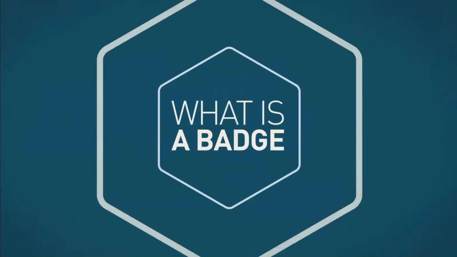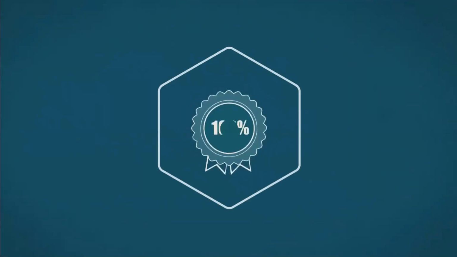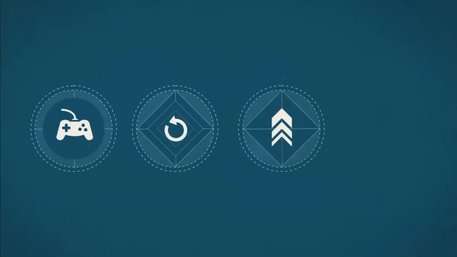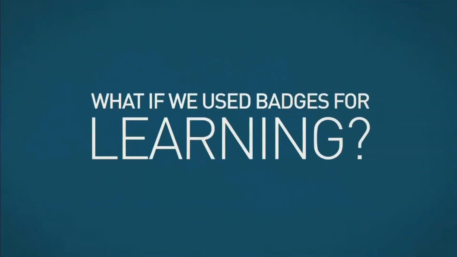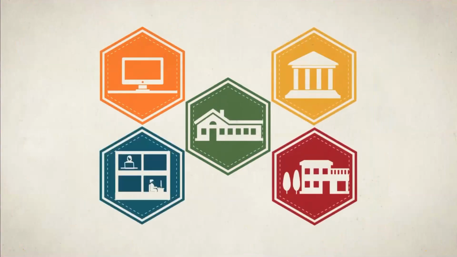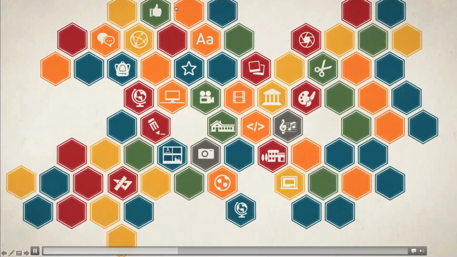What is a badge? A badge is an online representation of a skill or achievement you've earned. They've been used in gaming and online spaces to motivate behavior, recognize achievement, and establish credibility. What if we used badges for learning? Badges could be created and issued by anyone: schools, online spaces, cultural and civic institutions, community and professional organizations, to represent a limitless set of skills, achievements, and knowledge.